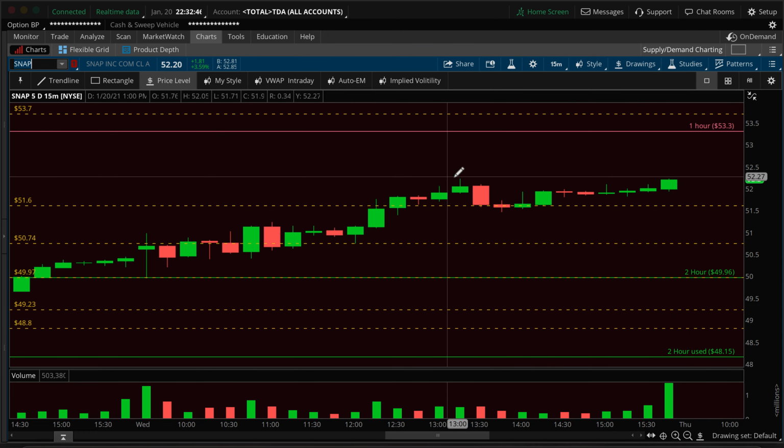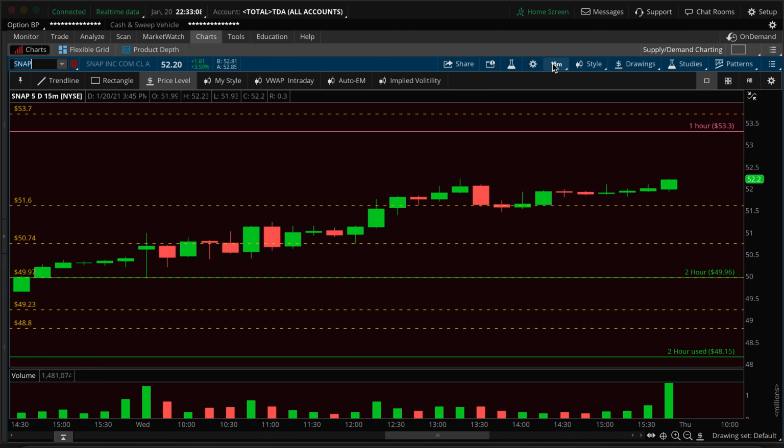But you can see here on this pullback, we then held this 51.60 key level and pretty much based out at that point and then rallied throughout the rest of the day from that zone. And now it's up another 60 cents to 52.80 after hours.